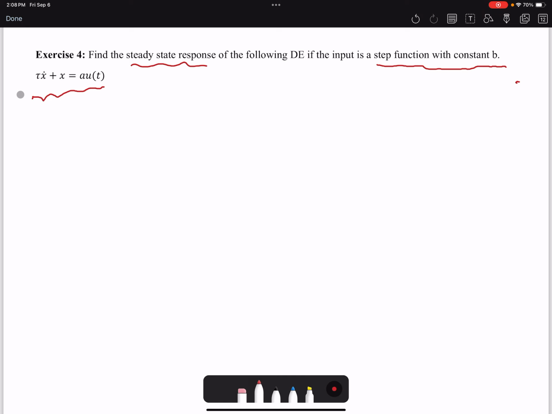We have the input, then we can have the output. So the first step is to take the Laplace transform of this differential equation. If we take a Laplace transform of this differential equation, I will have tau s X(s) plus X(s) equals a, and then this u(t) is a step function with a magnitude of b. So the Laplace of that step function would be b over s.